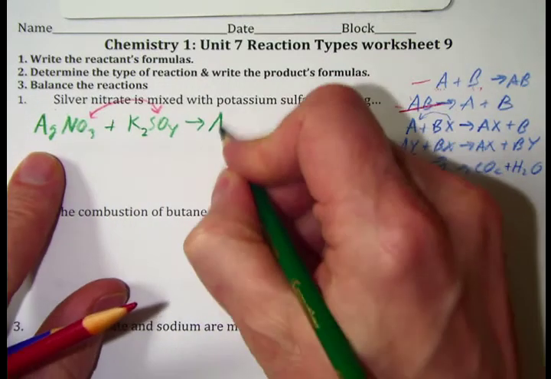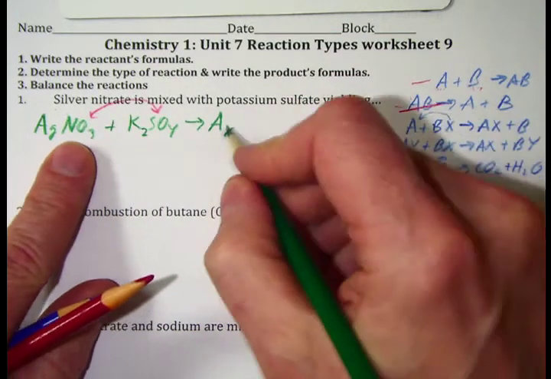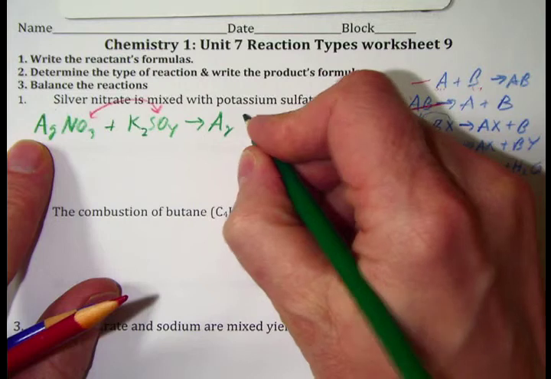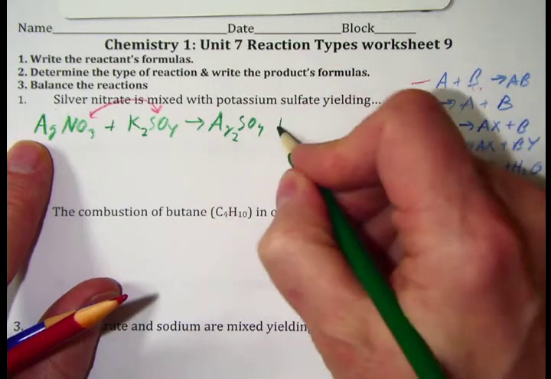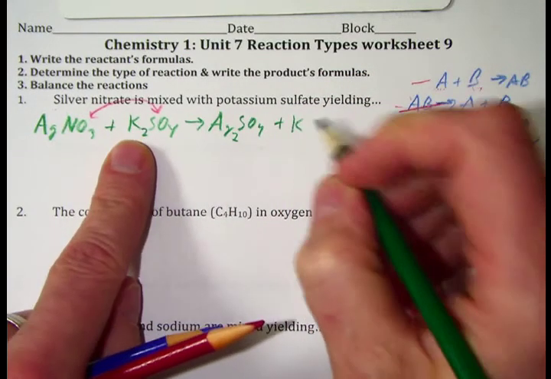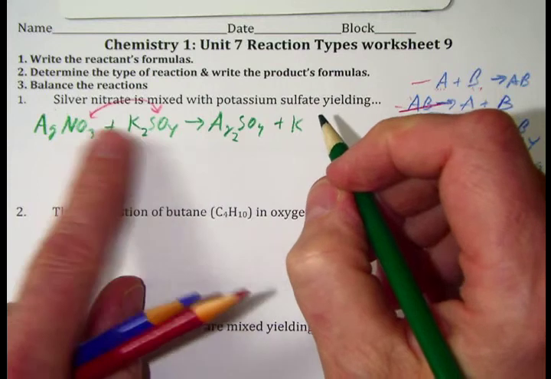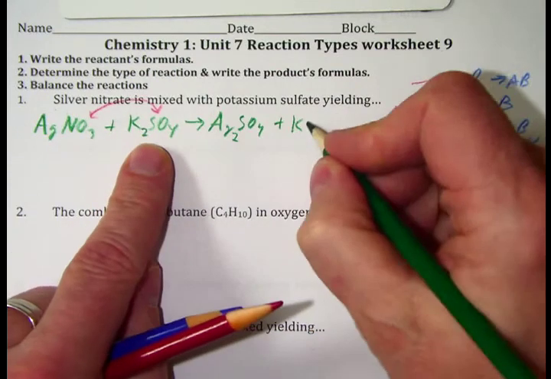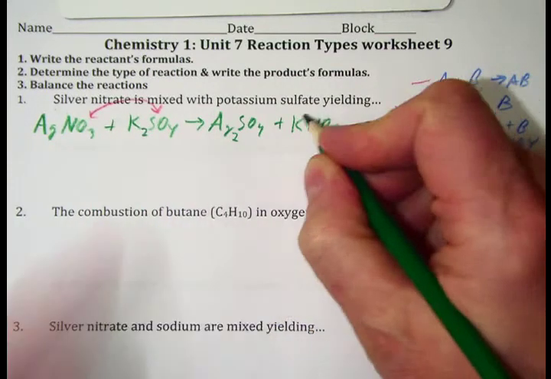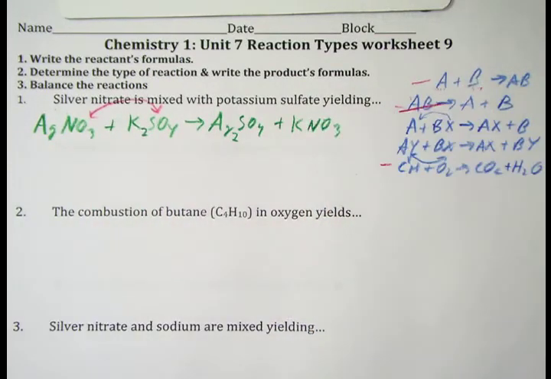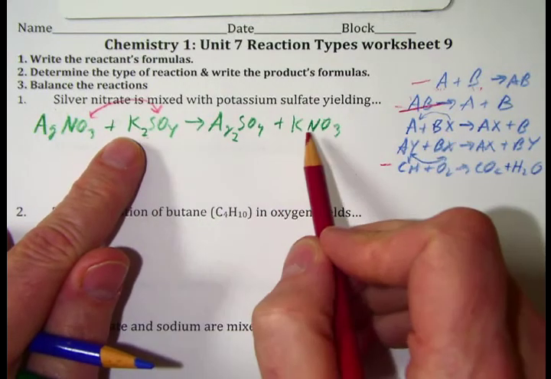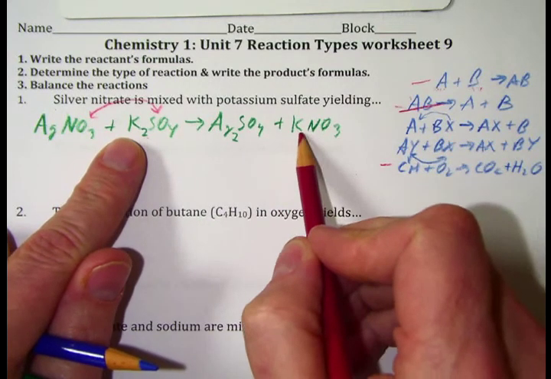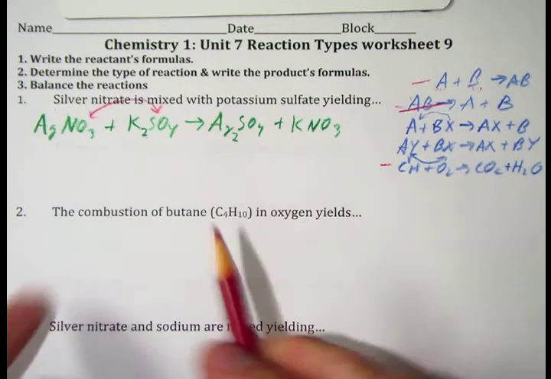So silver was bound to nitrate. It's now going to be bound to the other negative thing, the sulfate, plus 1 and minus 2. Potassium was bound to the sulfate, but it's now bound to the other negative thing, the nitrate, plus 1 and minus 1. You have to write the formulas correctly. It doesn't matter that there were 2 Ks in potassium sulfate. There's only 1 K when it's bound to the nitrate because of the charges.